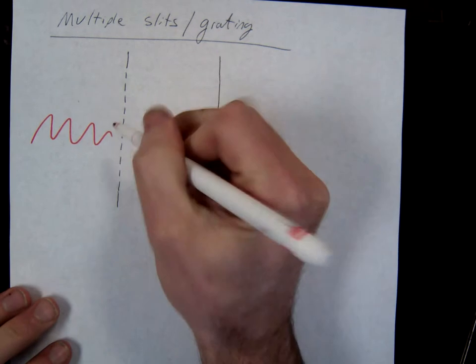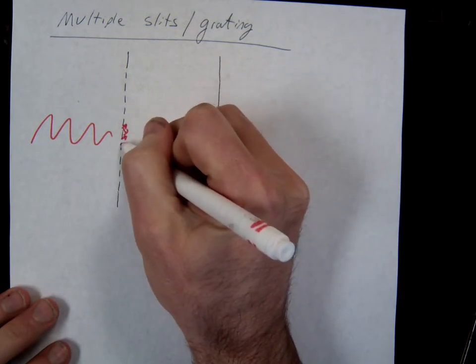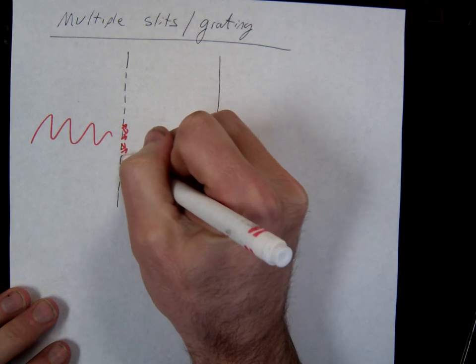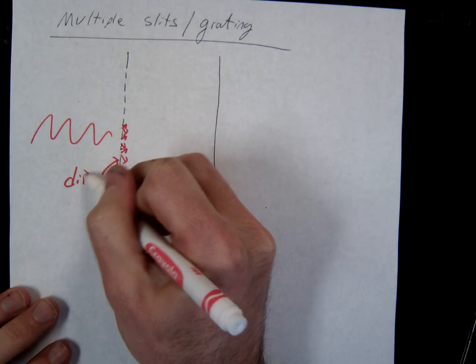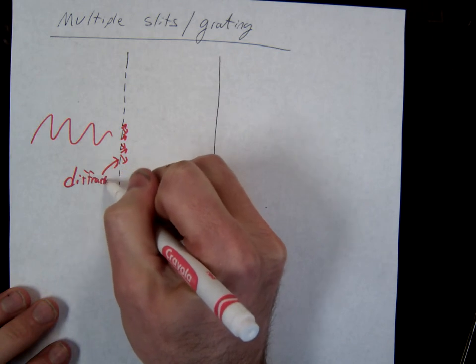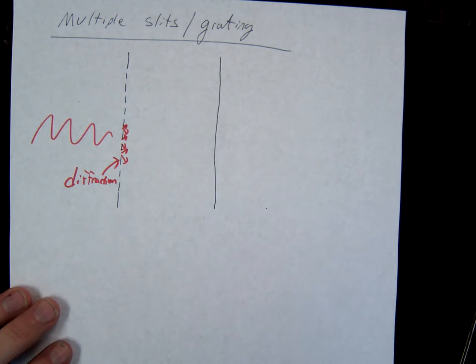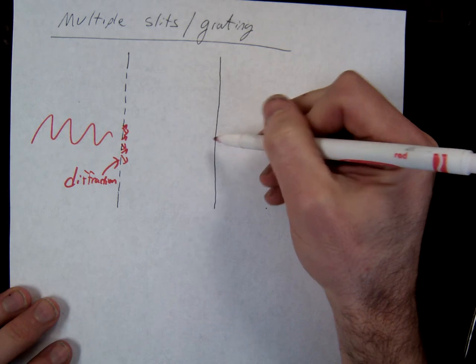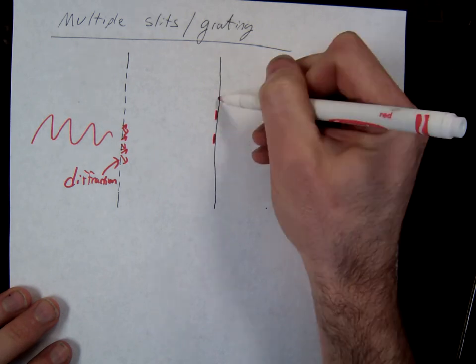Remember, on each little opening, the light's going to bend. And what do we call this? Diffraction. This is a property of waves, that they diffract. And then on the back wall, we're going to get this nice interference pattern, just like before.